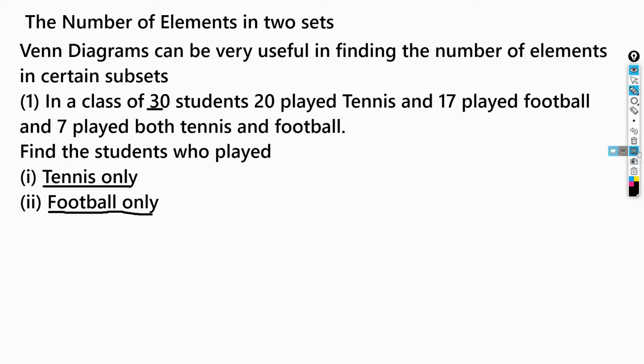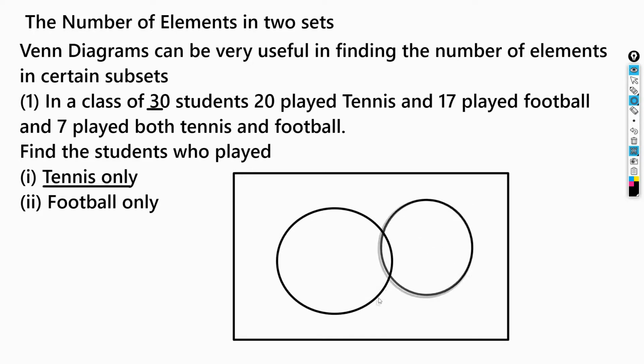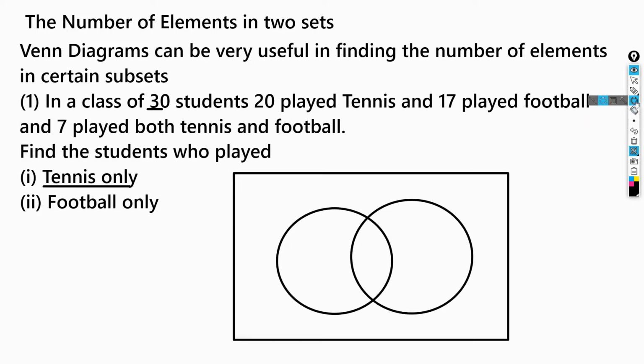Okay, so the first thing we're going to do, guys, is draw a Venn diagram, which represents a universal set. Then we're going to put two sets here. One represents tennis only, and the other represents football only. So we should label these here. We should have tennis and football, so T and F.